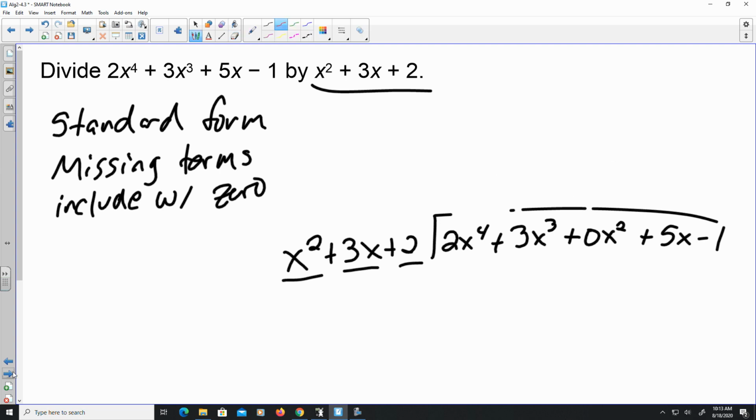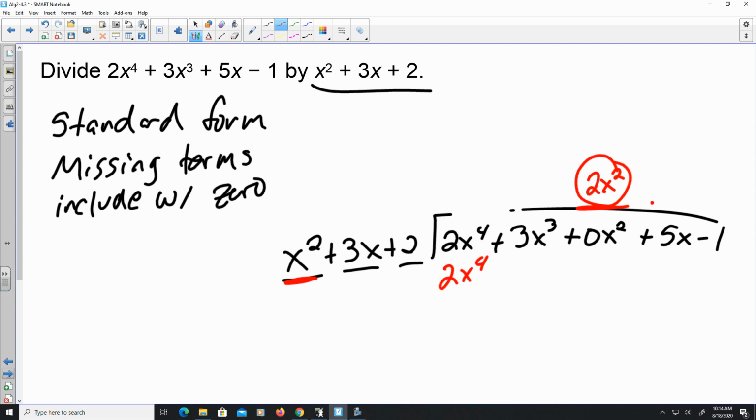So I'm going to start right here. Now I'm going to place a value right here, and essentially that value, when I multiply it by x squared, I want it to become 2x to the fourth. So what times x squared is going to give me 2x to the fourth? The answer is 2x squared, because 2x squared times x squared is 2x to the fourth, and you're just distributing that.